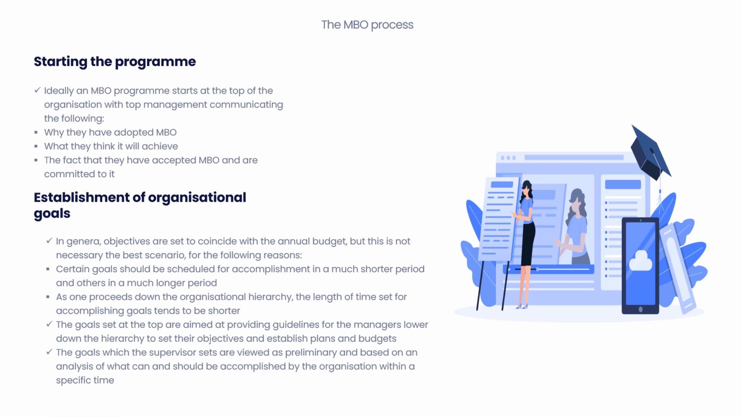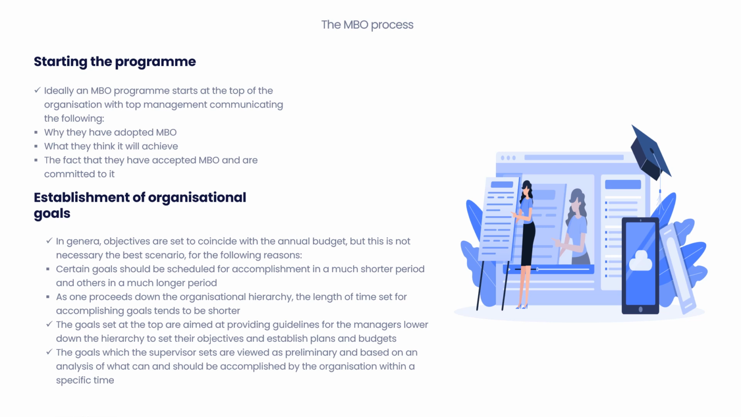As one proceeds down the organizational hierarchy, the length of time set for accomplishing goals tends to be shorter. The goals set at the top are aimed at providing guidelines for the managers lower down the hierarchy to set the objectives and establish plans and budgets. So you see, the top management start with the goals, which can be 1 year, 5 years, but the management has to lower this so that throughout the line and the hierarchy, they will see how the objective can be accomplished and established at the lower level.